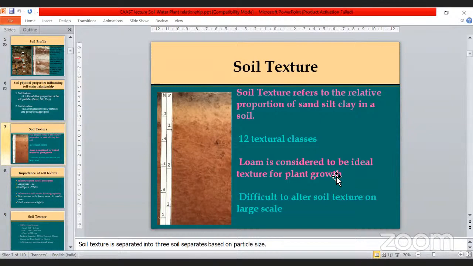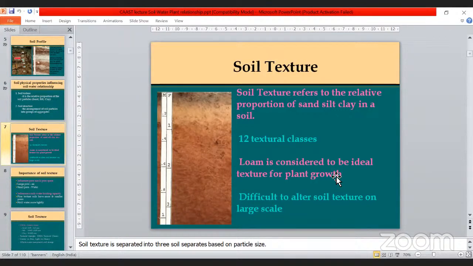But in the case of loam, because of the different arrangement of the particles in the soil, loam has good quality in holding water as well as the roots and the nutrients, both the things. So that's why loam is considered to be the ideal texture for plant growth.